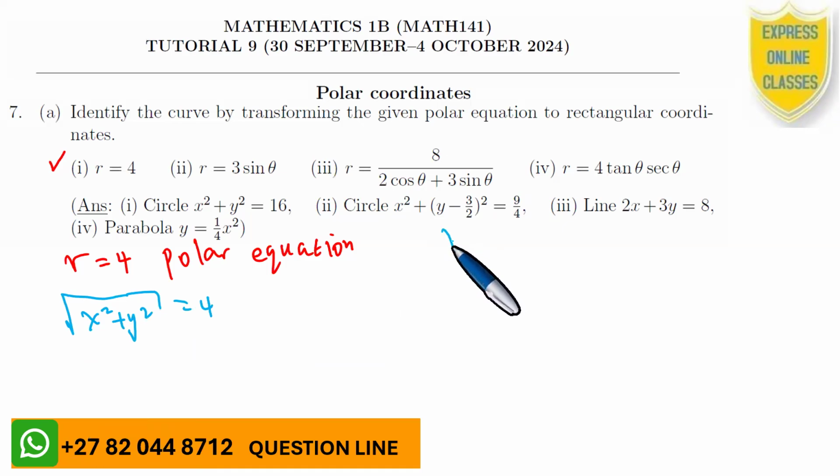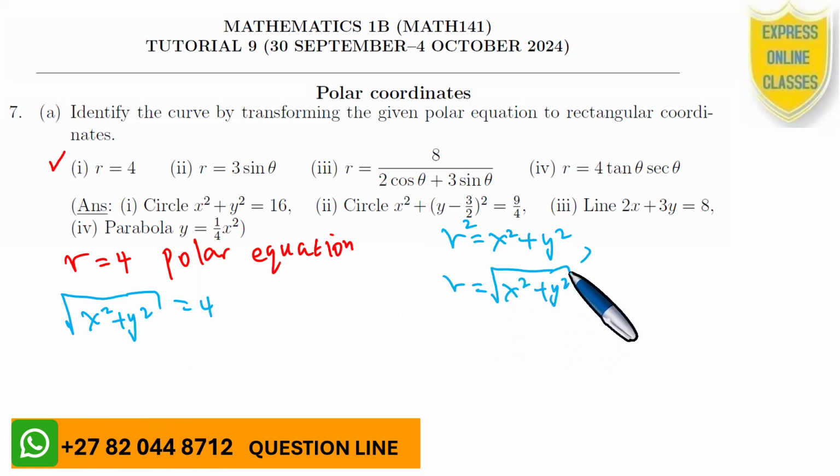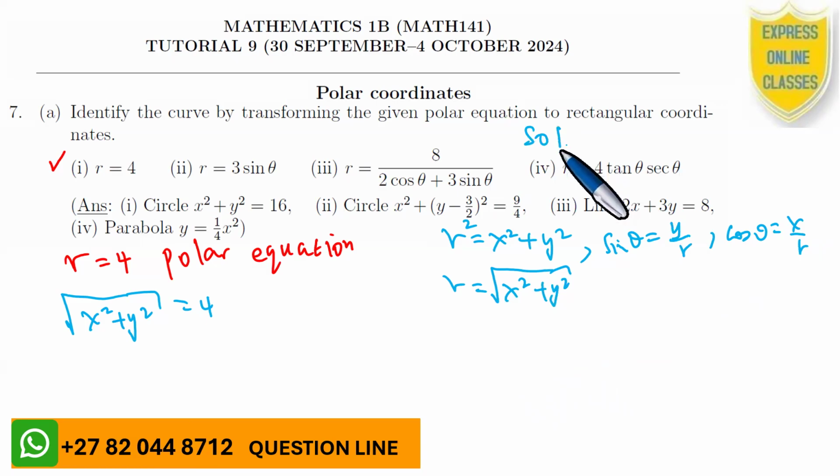In other words, you need to remember that r squared is x squared plus y squared. Or alternatively, r becomes the square root of x squared plus y squared. The sine of theta is opposite over hypotenuse. Cosine theta is actually adjacent over hypotenuse. And this is consistent with what you call SOHCAHTOA.